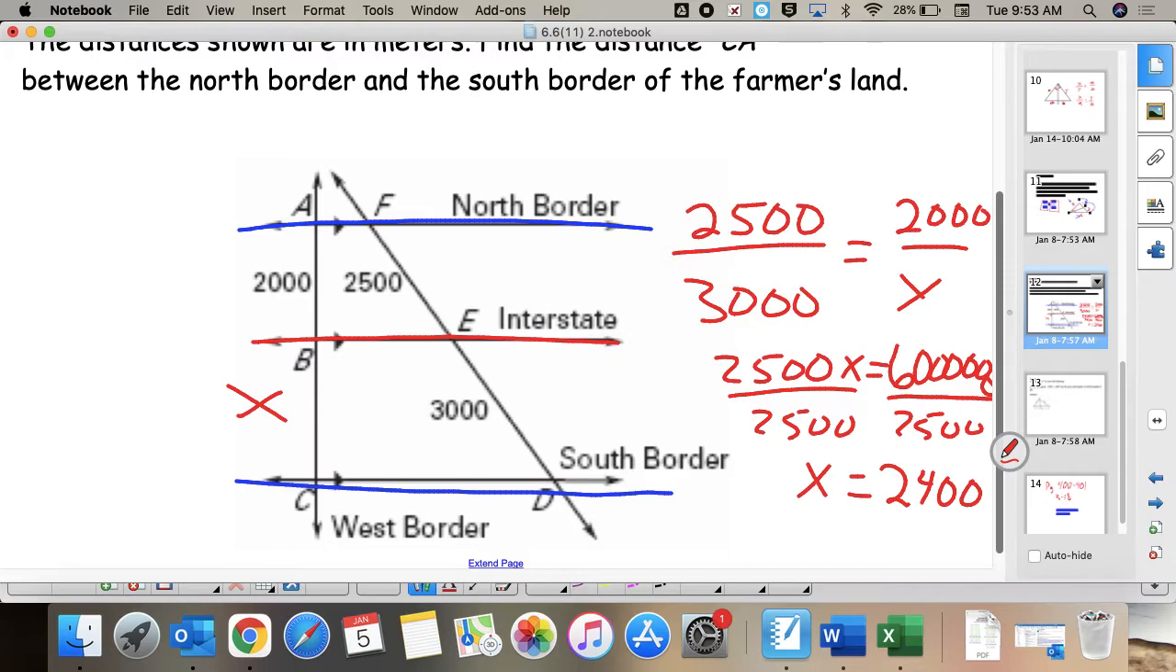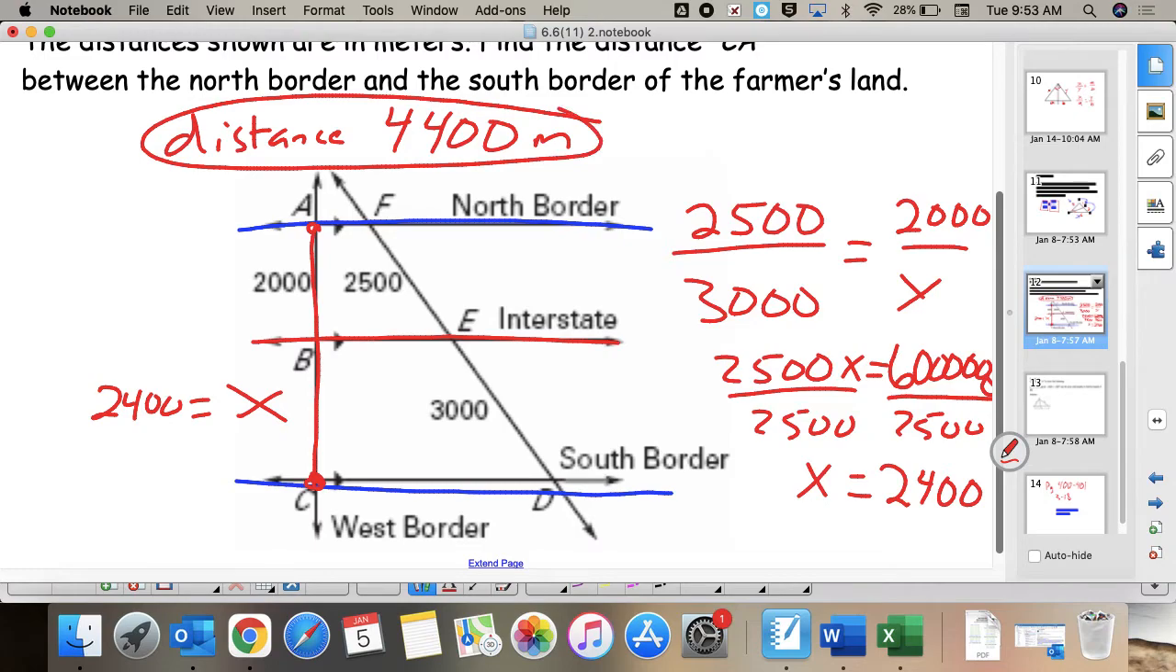Now, please keep in mind, this x is just for this bottom piece. They want the distance from the bottom to the top, from the north border to the south border. So I need to add those together to get my total distance of 4,400 meters for our answer.